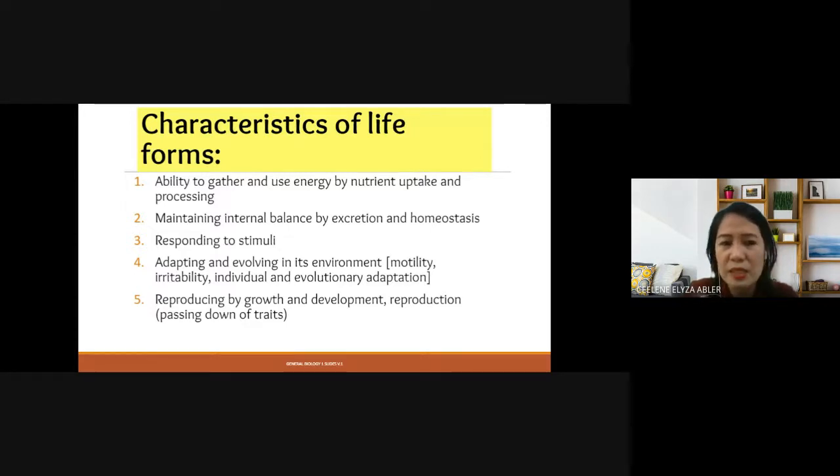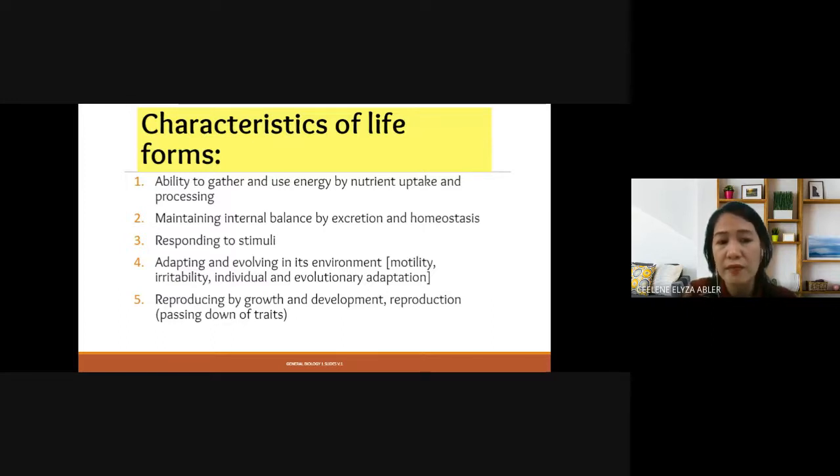Another thing is we have irritability. Irritability is almost the same to responding to stimuli, except that when you say responding to stimuli, class, you just respond to anything that the environment gives you. Pero irritability kasi, class, is a part of survival mechanism. Whereas yung responding to stimuli, it's just the natural metabolic processes lang siya. Okay? So those are examples of another characteristic of a living organism.